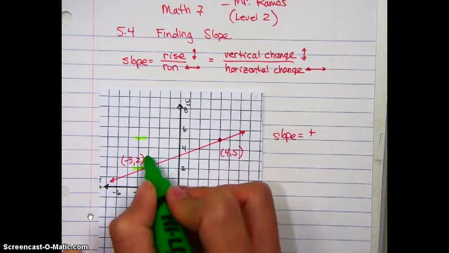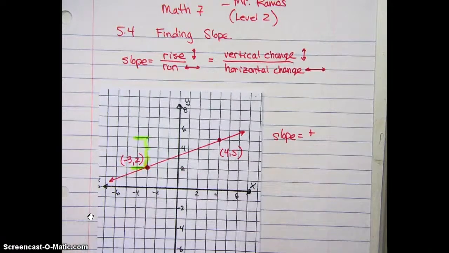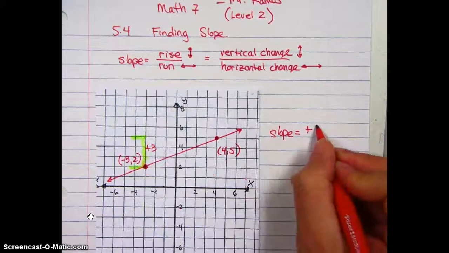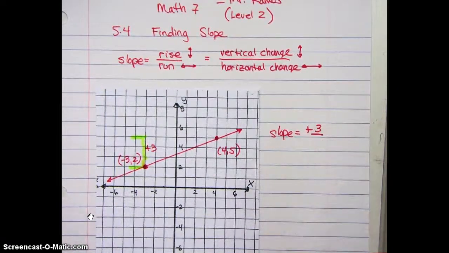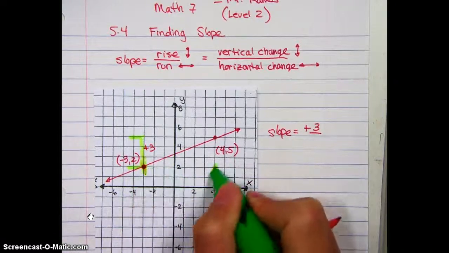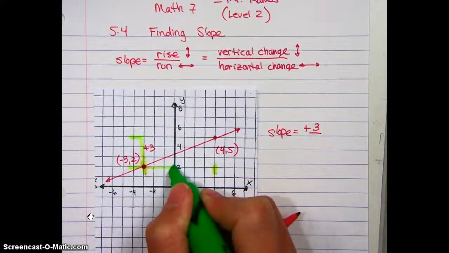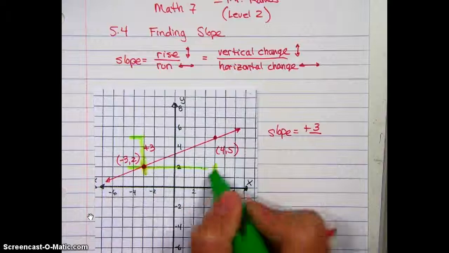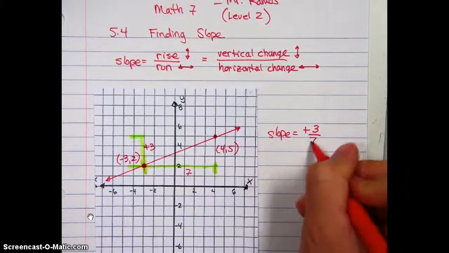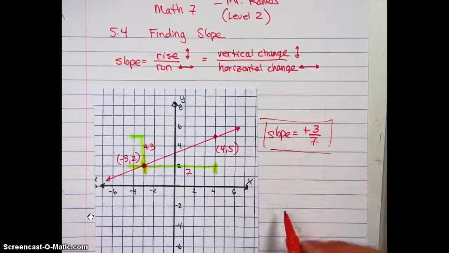Well, it went up 1, 2, 3. It went up 3. So over here I'll just put plus 3. So up 3, and then how far did it go across? Well, it started here and it went all the way to this part. So 1, 2, 3, 4, 5, 6, 7. It moved over 7 spots. And so my slope is positive 3 over 7.